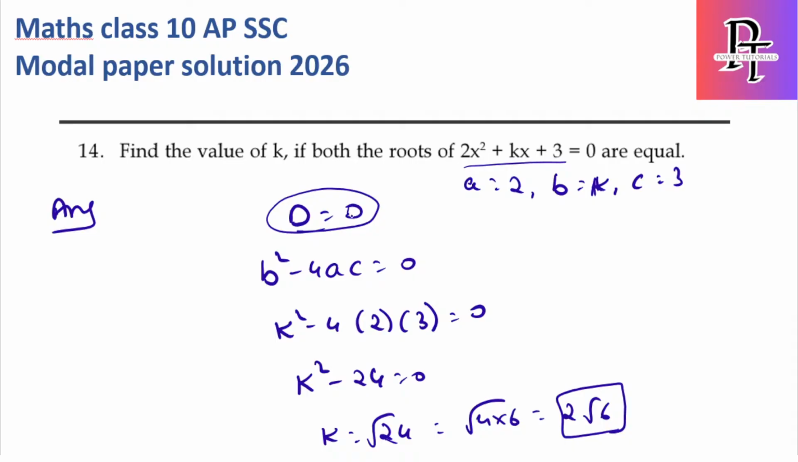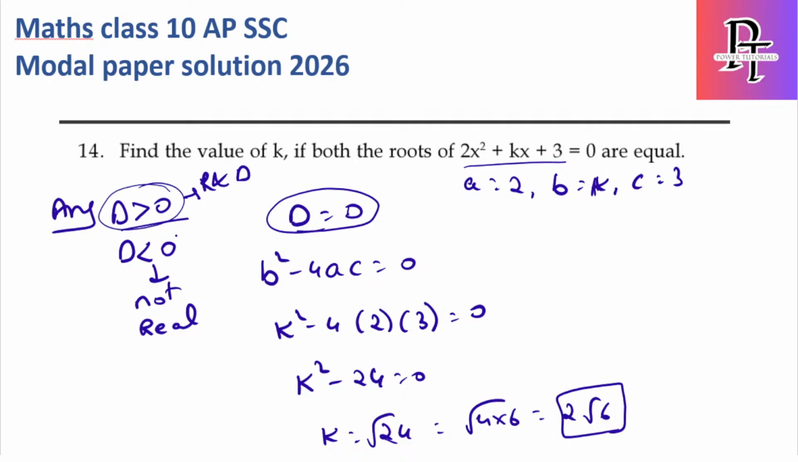For the same question, they can also ask when the roots are real and distinct, then it will be D greater than 0, and if the roots are not real, then D will be less than 0. In the main exam they can change the question stating that the roots are not real, then what is the condition? Then roots are distinct, then what is the condition? This is the condition for roots are distinct, this is the condition for roots are not real. But for this question the answer is 2 root 6.